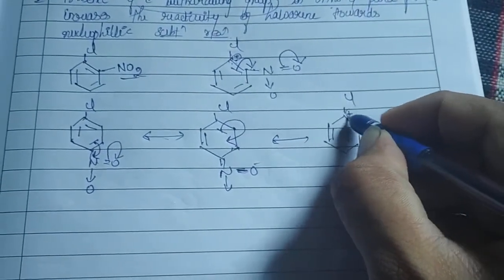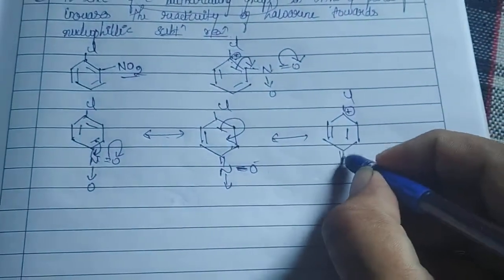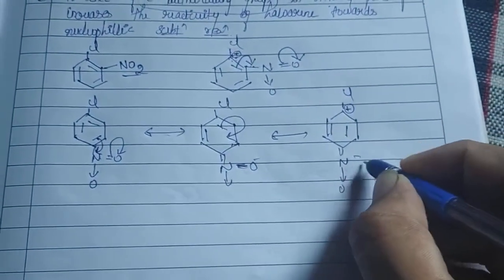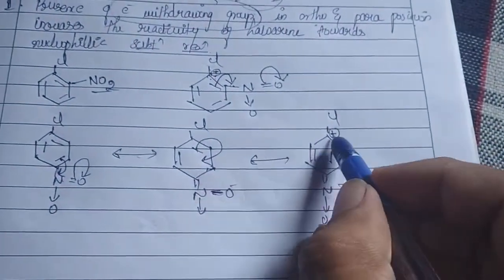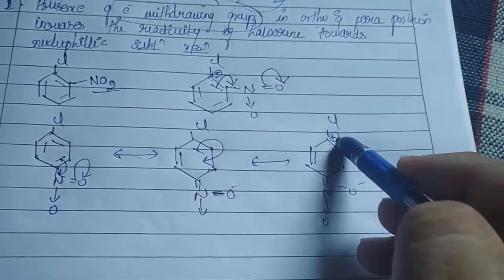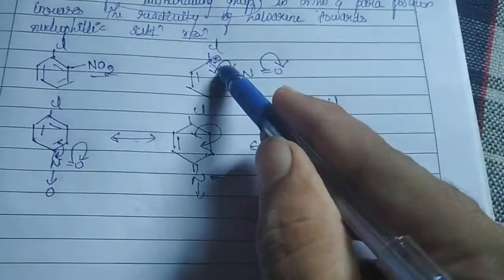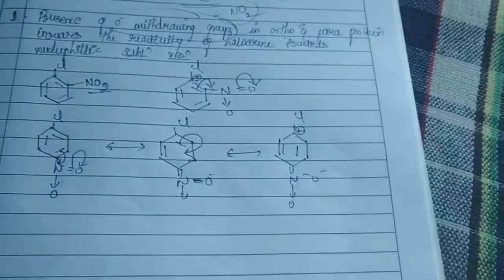Carbon atom will be bearing the positive charge. Double bond N, O minus. Yes or no? Can you see? In both the cases, we have got what? The positive center is concentrated on the carbon atom containing our halogen group.